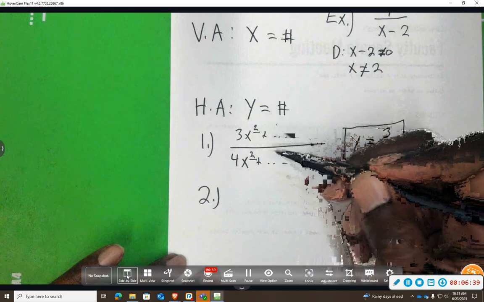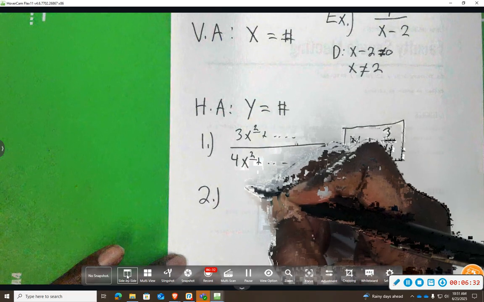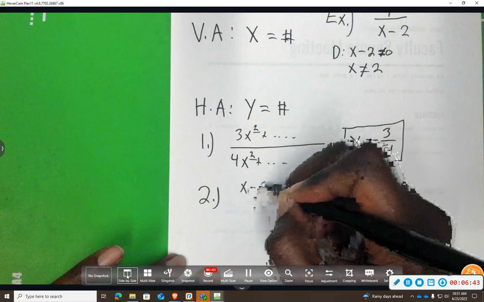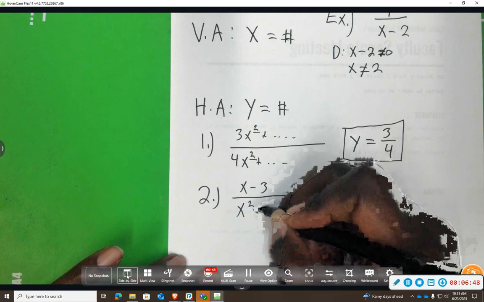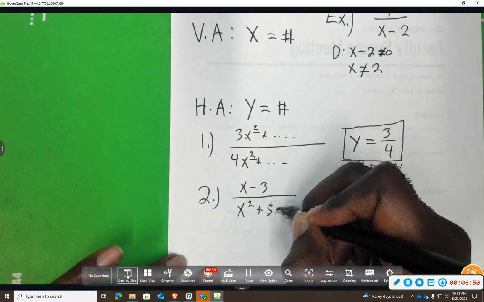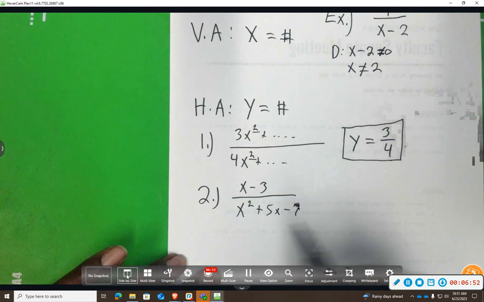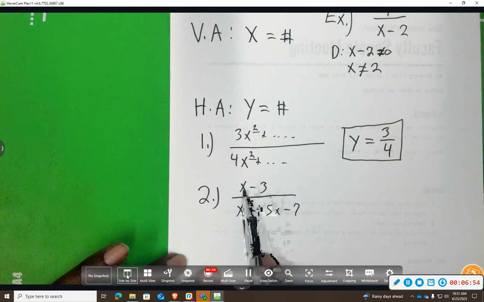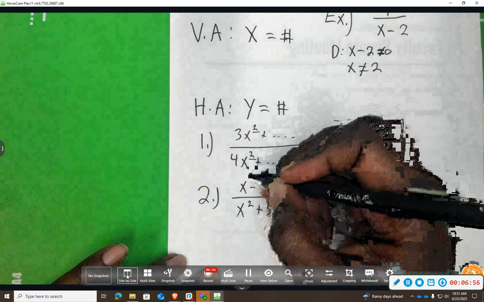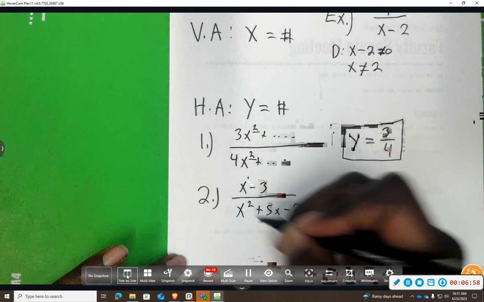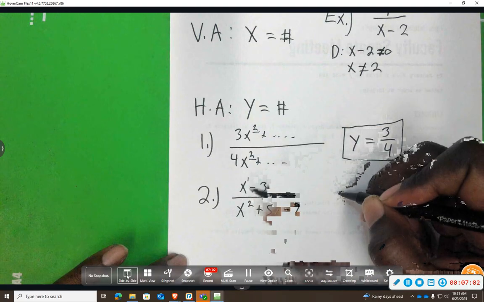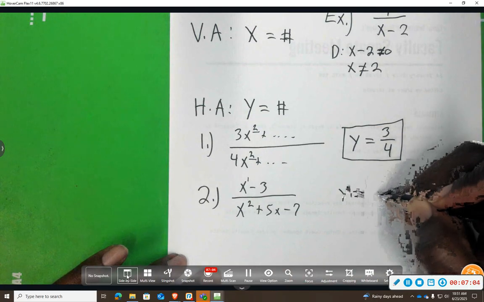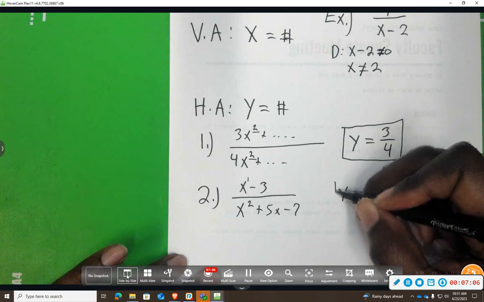If the degree of the bottom is greater than the top, so let's just say we had x minus 3, and let's say we had x squared plus 5x minus 7, maybe it doesn't factor. The degree of the top is understood to be a 1. Okay, we don't really write that. The degree of the bottom is 2. When the degree of the bottom is greater, your horizontal asymptote is y equals 0.